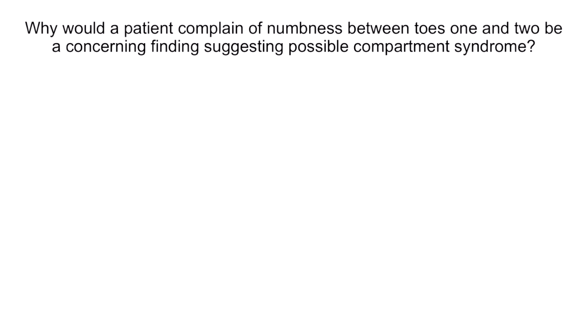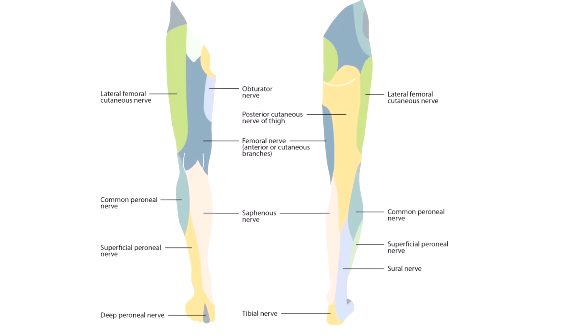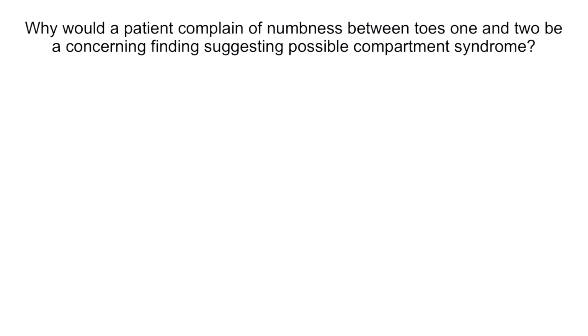All right, let's try a question. Why would a patient complaining of numbness between toes 1 and 2 be a concerning finding suggesting possible compartment syndrome? To answer this question, we need to think back to cutaneous nerve distributions. As seen here, the cutaneous innervation for the first web space is the deep peroneal nerve. Now, the deep peroneal nerve courses through the anterior compartment of the lower leg. If the anterior compartment is experiencing increasing pressures, which can be seen in compartment syndrome, the deep peroneal nerve might become ischemic. The involvement of the deep peroneal nerve is the most plausible explanation for the sensory alterations of this patient.